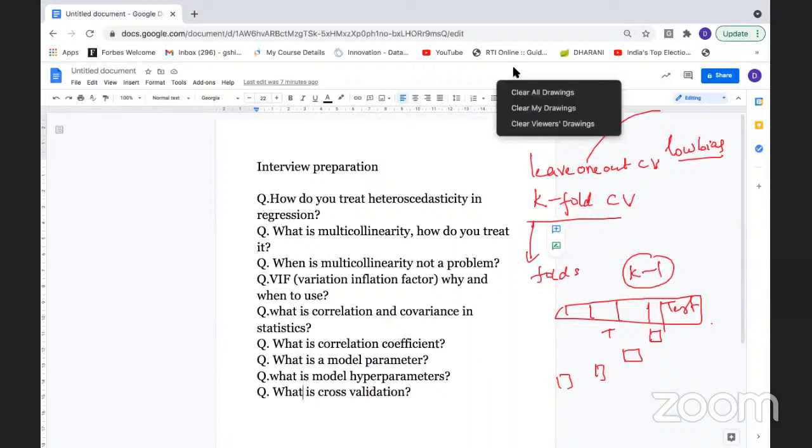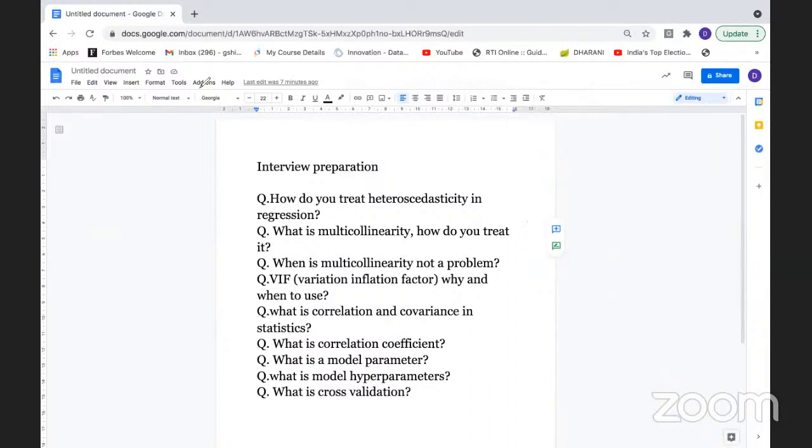So when we are talking about cross validation, what is the difference between a validation set of data and a test set? Both are the same? Explain the differences between a test set and a validation set.